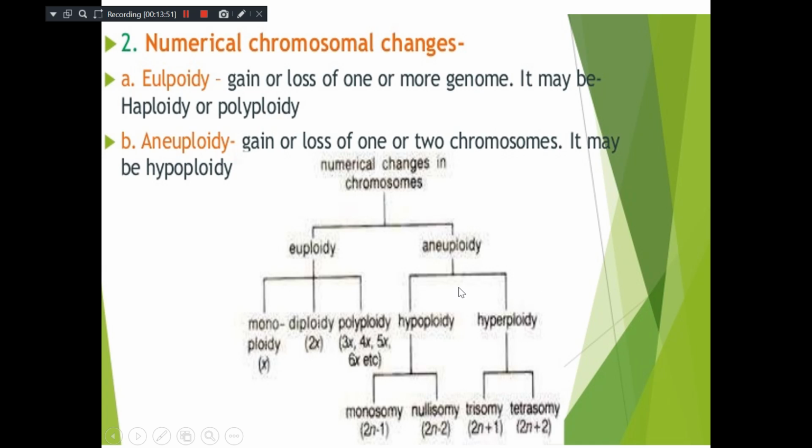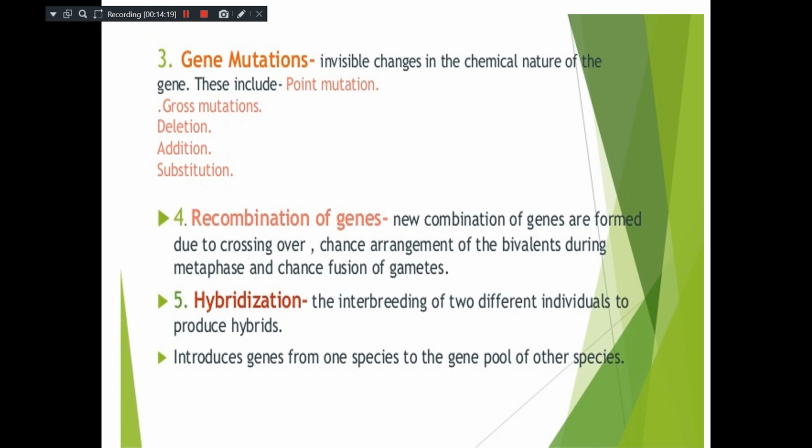Aneuploidy is the gain or loss of one or more chromosomes. In euploidy it is one or more genomes, but here it is an individual chromosome. Monosomy, nullisomy, trisomy, tetrasomy. In monosomy, one chromosome is absent. In nullisomy, two chromosomes are absent. In trisomy, there is one extra chromosome. In tetrasomy, there are two extra chromosomes. Like that, there is a change in the chromosomal number, and that can also bring variability. The third one is gene mutation.